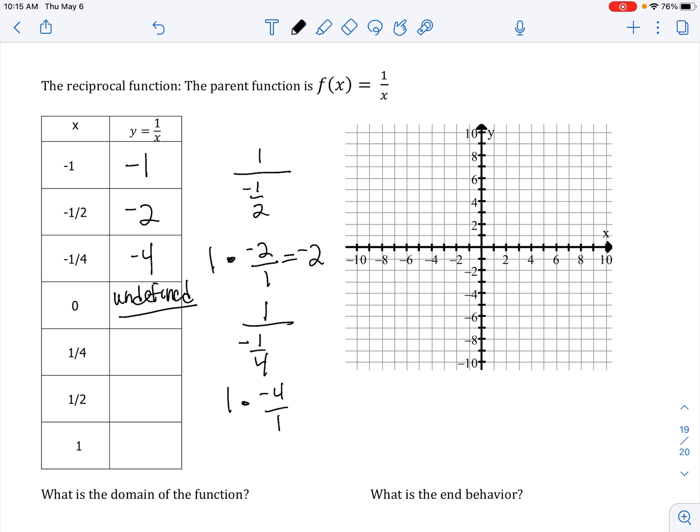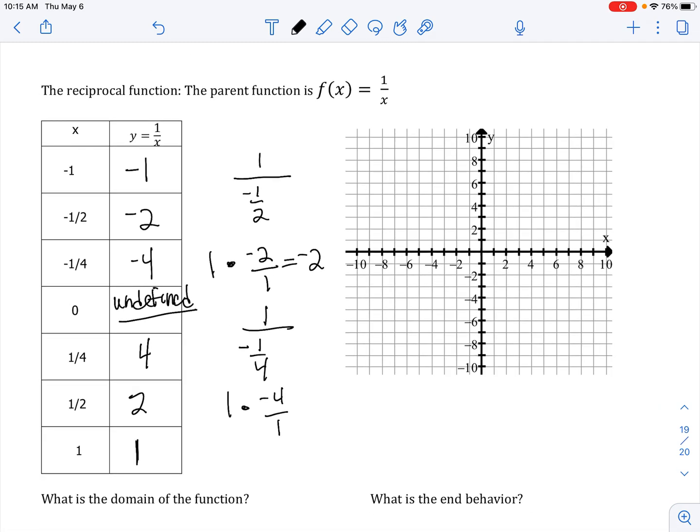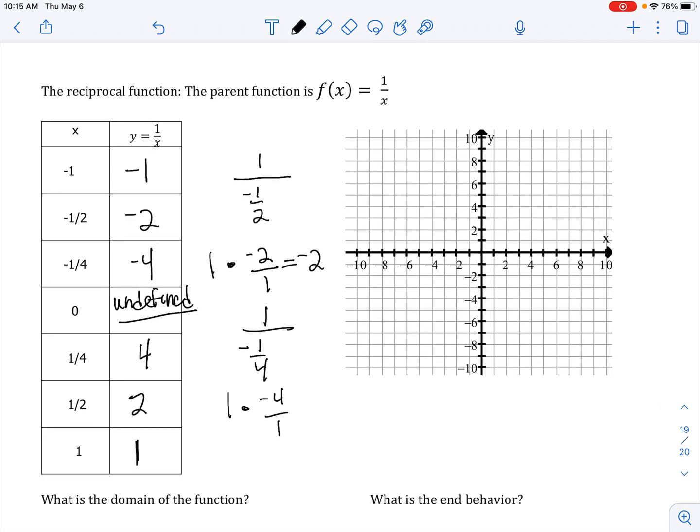These are just the positive values of the one we just did. So 1/4 is going to be a 4, 1/2 is going to be 2, and 1 is going to be 1. All right, so let's plot that, okay? So -1, -1, -1/2, -2, -1/4, -4, okay?